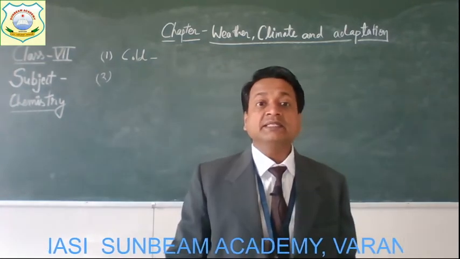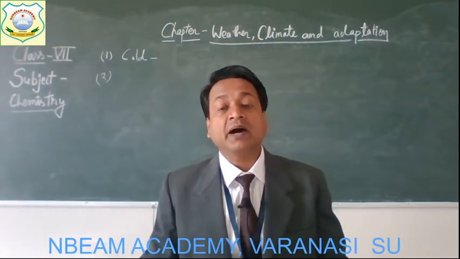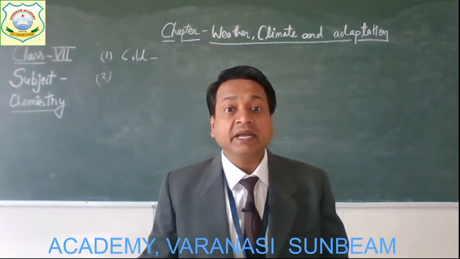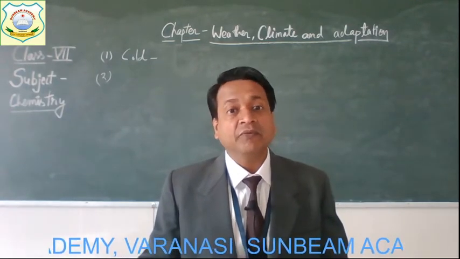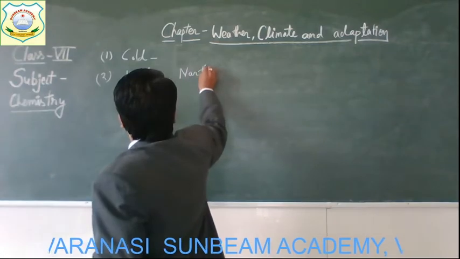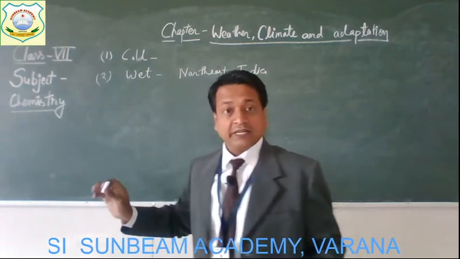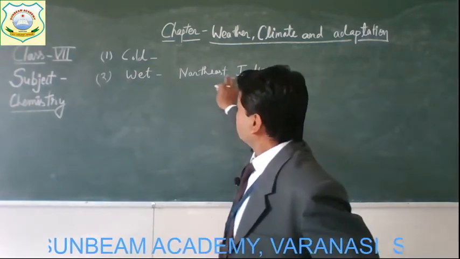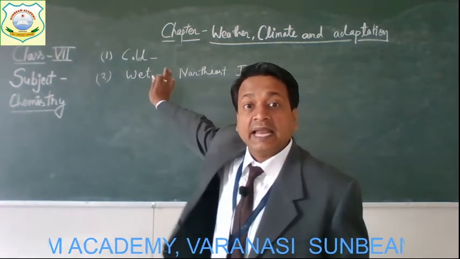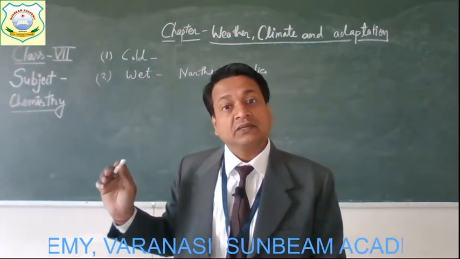The second example is northeast India, which receives rain for a major part of the year. So we say that the climate in northeast India is wet, whereas the climate in mountainous areas is cold.